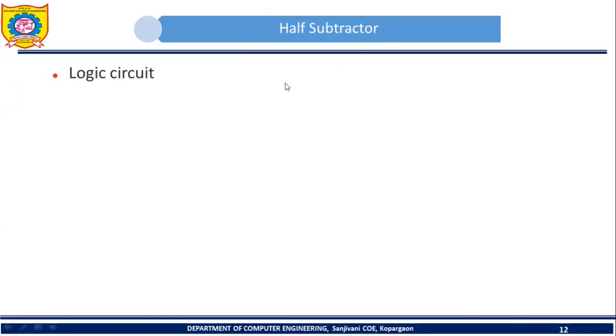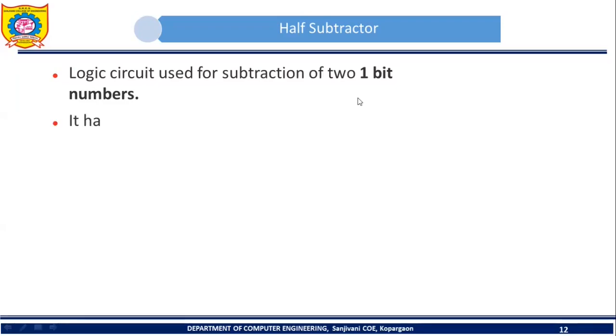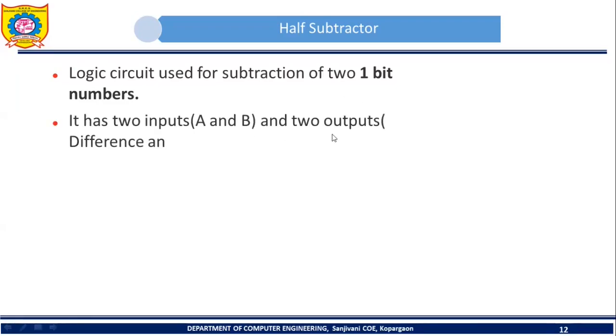So half subtractor is a logical circuit which is used for subtraction of two 1-bit numbers. Then it has two inputs. Suppose assume that two inputs are A and B, and it has two outputs. And here, what is size of each input? See, size of each input is 1-bit number. Same as that of half adder. Half adder does addition of two numbers, and size of each number is 1 bit. Similarly, half subtractor also does subtraction of two numbers, and size of each number is 1 bit.